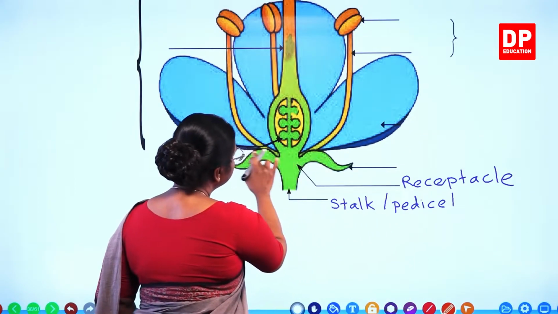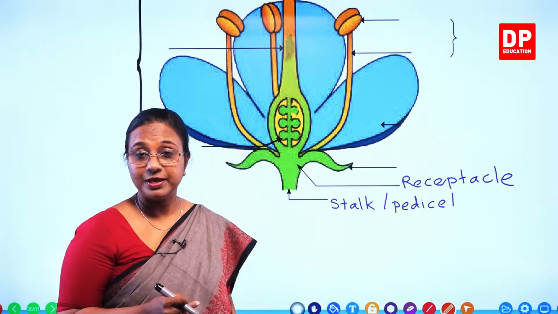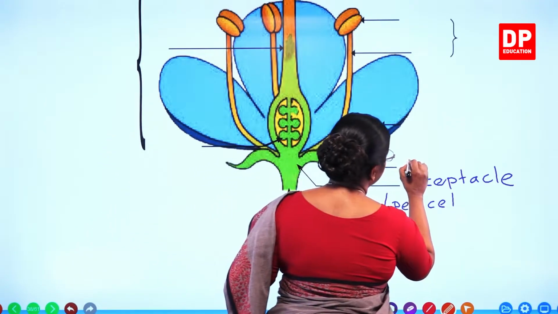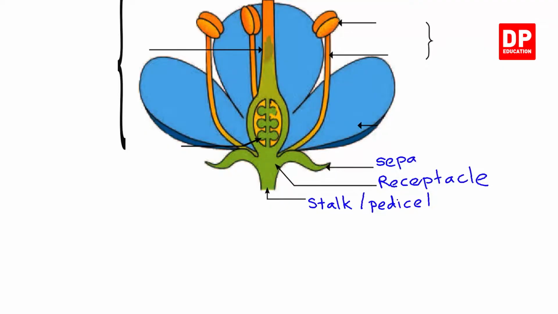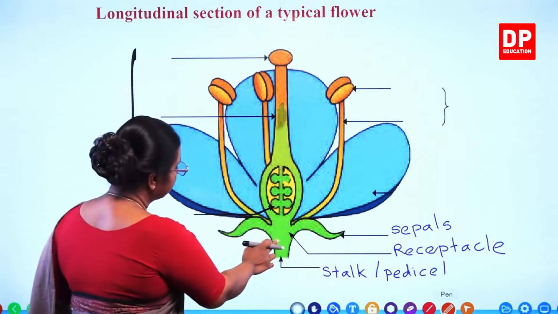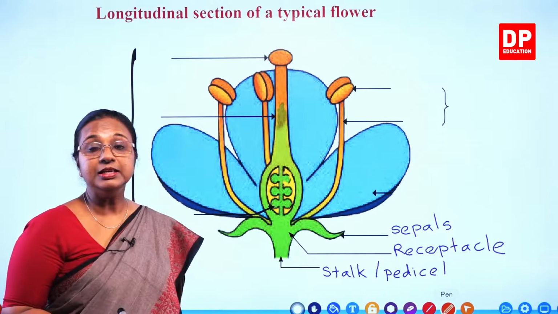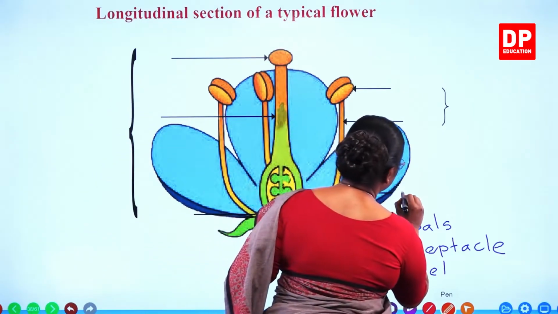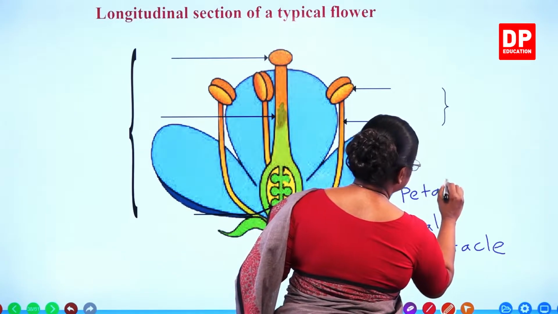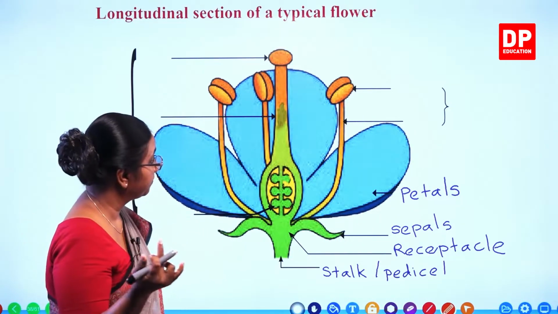And thereafter, these green color structures, what are they? They are the sepals, or what we call the calyx. So here we have the sepals. Sepals, when they are arranged in a whorl, we call it the calyx. So above that, what do we have? You can see here, the blue color structures shown here, those are the petals. So here we have the petals. And when we have a whorl of petals, we call it the corolla.